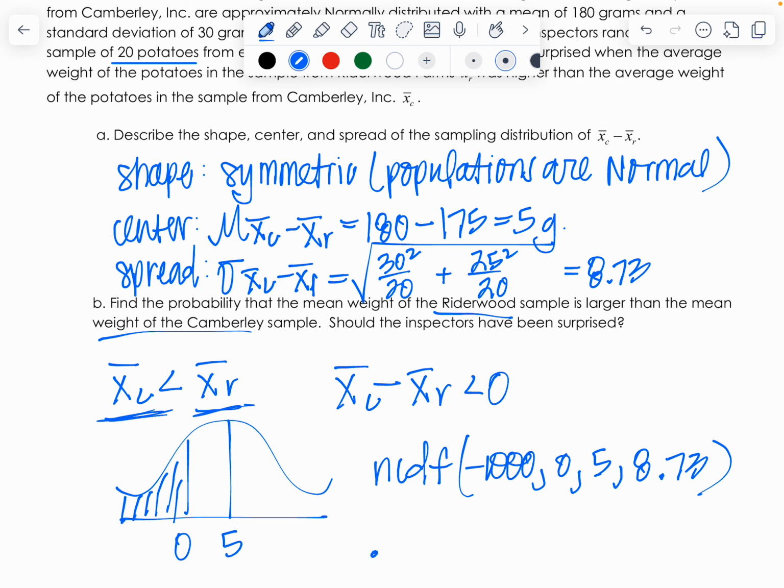The answer is 0.2834, so 28.34%. So 28.34% of the time, we might get a sample from Riderwood that's actually bigger than Camberley. And that just is because their means are not that far apart. Even though Camberley has a larger mean, their overall means are not that different. And so it's not impossible to think that Riderwood could end up being larger.